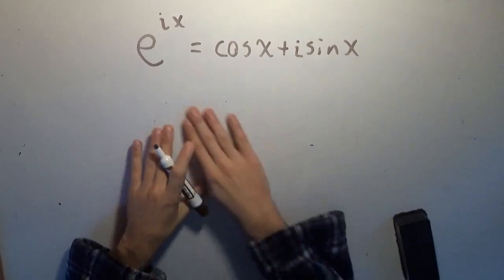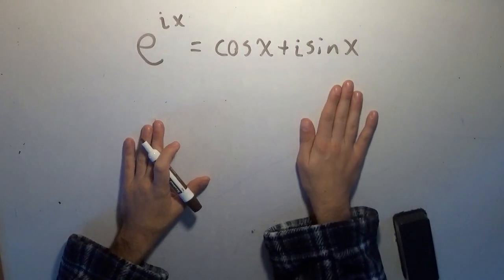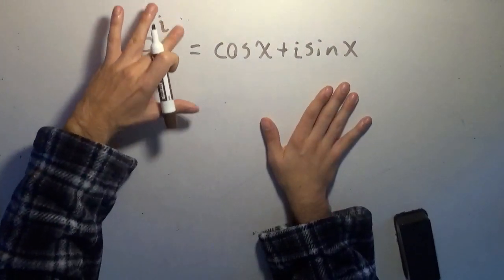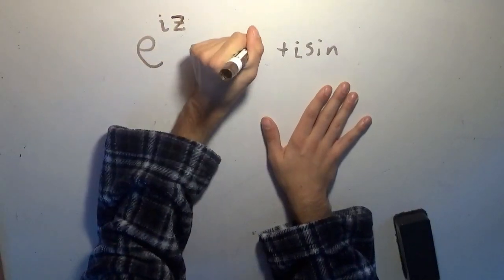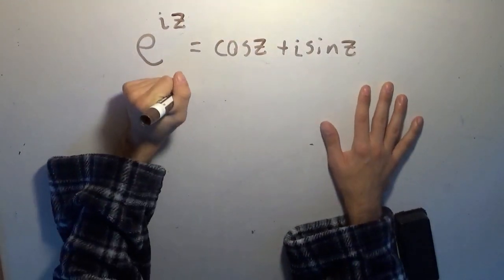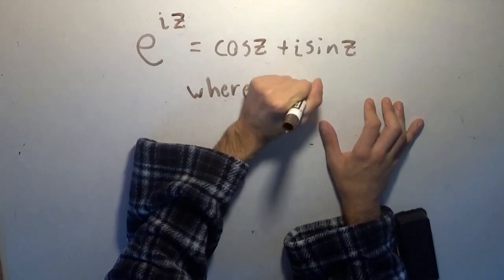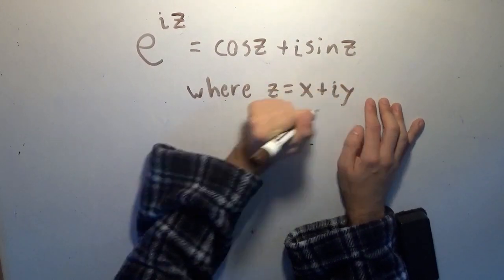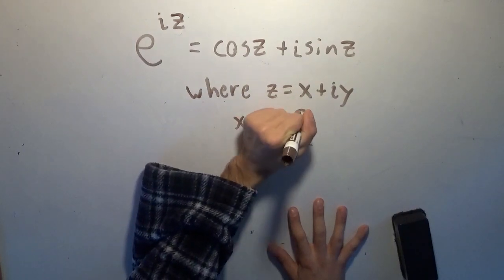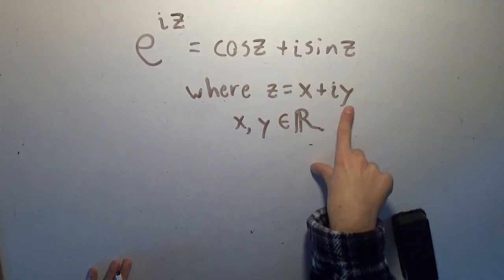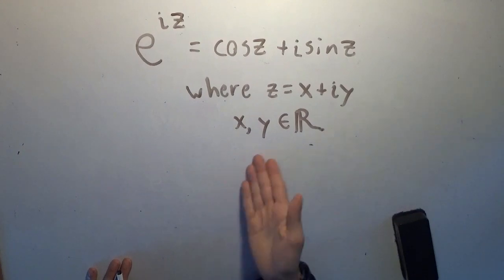So actually, because this is true for any number, complex or otherwise, what I'm going to do is replace the x with z, because from now on, we're talking about complex numbers. This is where z equals x plus i times y, and x and y are both elements of the real numbers. The imaginary part is y and the real part is x. Both of those are real numbers.